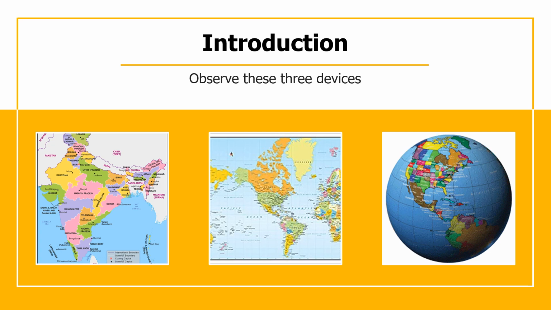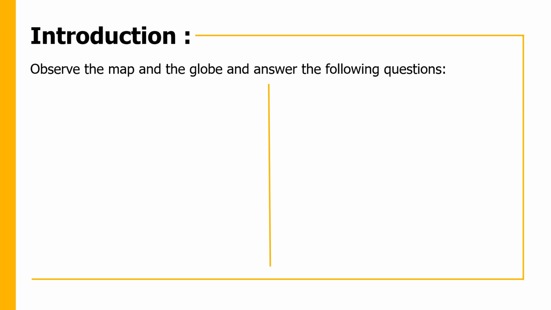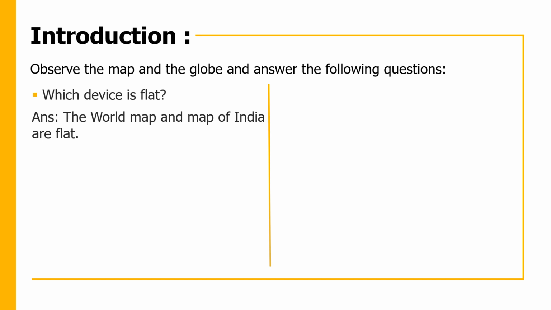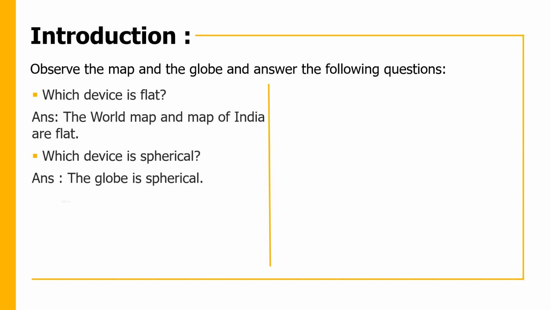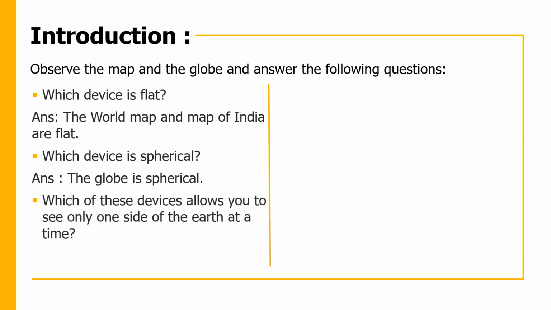Now before learning, let's move with an activity first. As usual, when we learn geography, let us move with an activity to understand the concept better. Now as given in that diagram, you had a map and a globe. Now just imagine that map and a globe in your mind and answer the questions given here. Which device is flat? Yes, the world map and map of India are flat. Next one, which device is spherical? That is circular in shape. The globe is spherical.